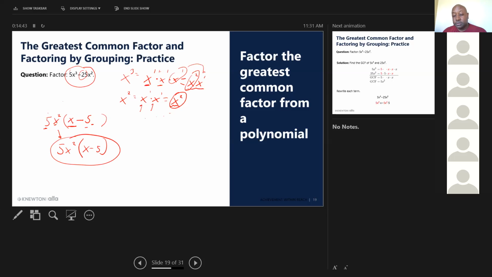Does that make more sense? Yeah, way more sense. Okay. And this is what we're going to be doing with all these. We're going to pull out what they have in common, pull it outside of the parentheses, and then have other stuff inside the parentheses. But good question.